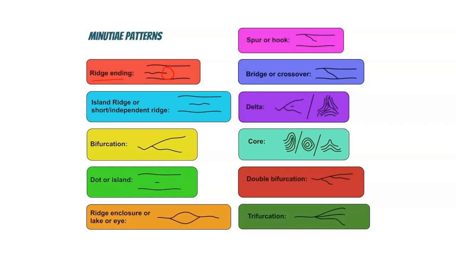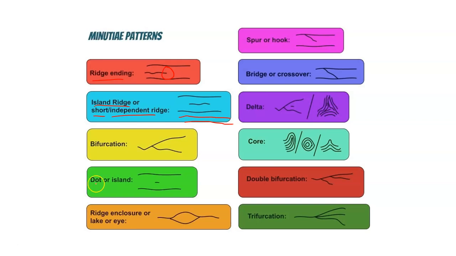Now, when you have a really short ridge that is not a dot, we call that an island ridge or a short independent ridge. Okay? So if you have this continuous ridge, continuous ridge, continuous ridge, but you have this real short kind of spurt where you have a ridge that extends for just a little bit, that is a short ridge, otherwise known as an independent ridge or sometimes called an island ridge.